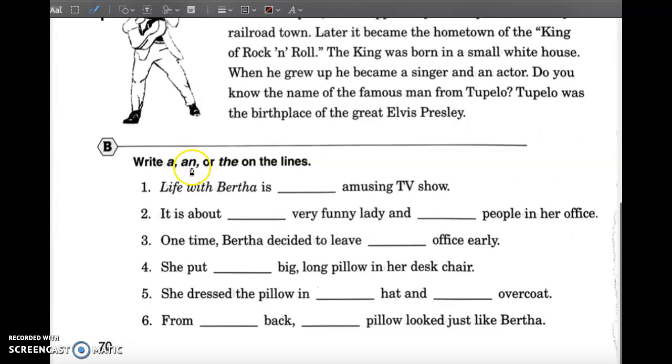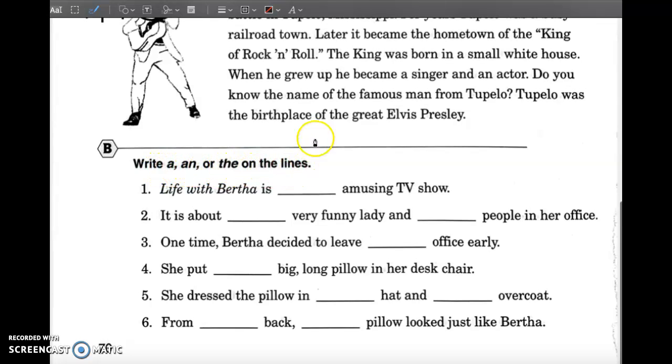In part B, all you are doing is writing a, an, or the on the lines. Life with Bertha is a, an, or the amusing TV show. Okay, in this case, we need to think whether or not we're trying to be specific or if we're going to be talking about something general. Okay, so if we look here, yes, Life with Bertha is a specific TV show. However, we're talking about TV shows in general, so that's how we're comparing it. So we're going to go ahead and use the word a or an.